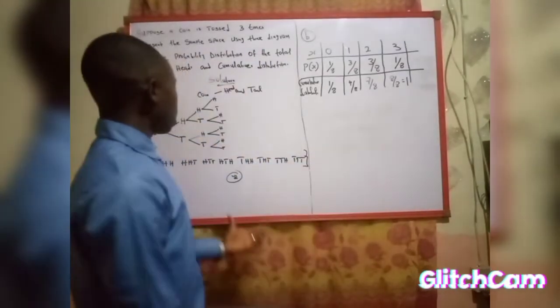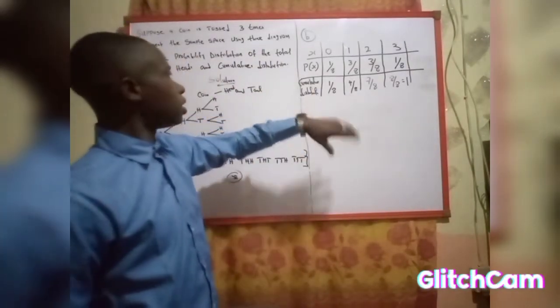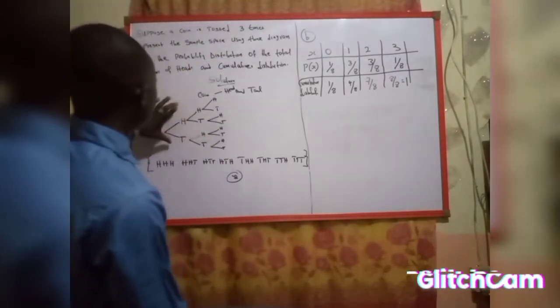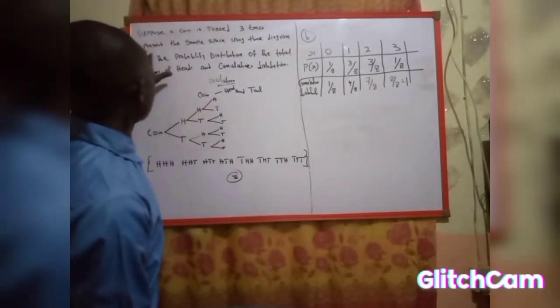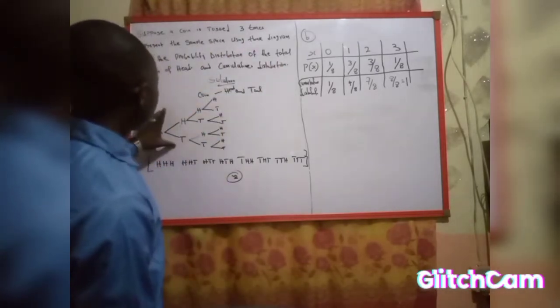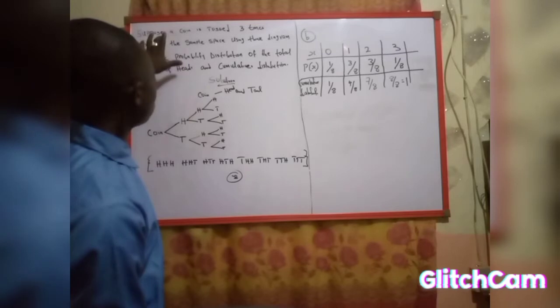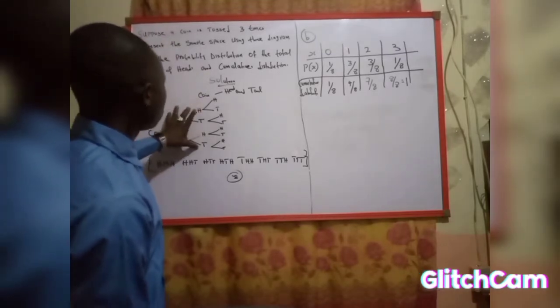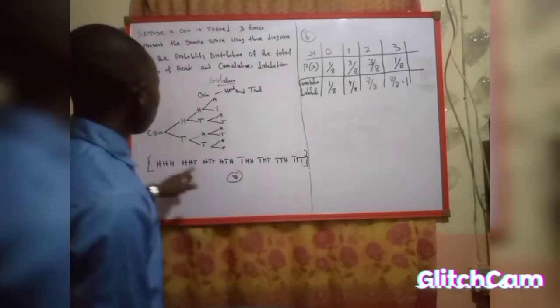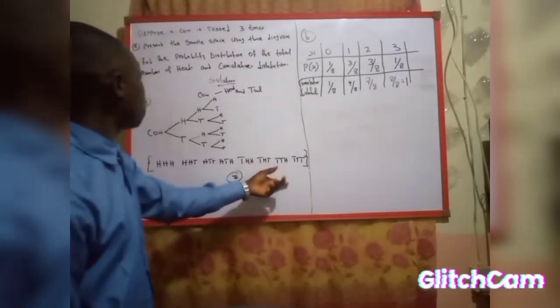So this answer, our solution, has satisfied the question. Suppose a coin is tossed 3 times. Present the sample space using a tree diagram. This is the tree diagram we use to toss a coin 3 times. So this is an experiment, and this is our sample space of the outcomes of this experiment.